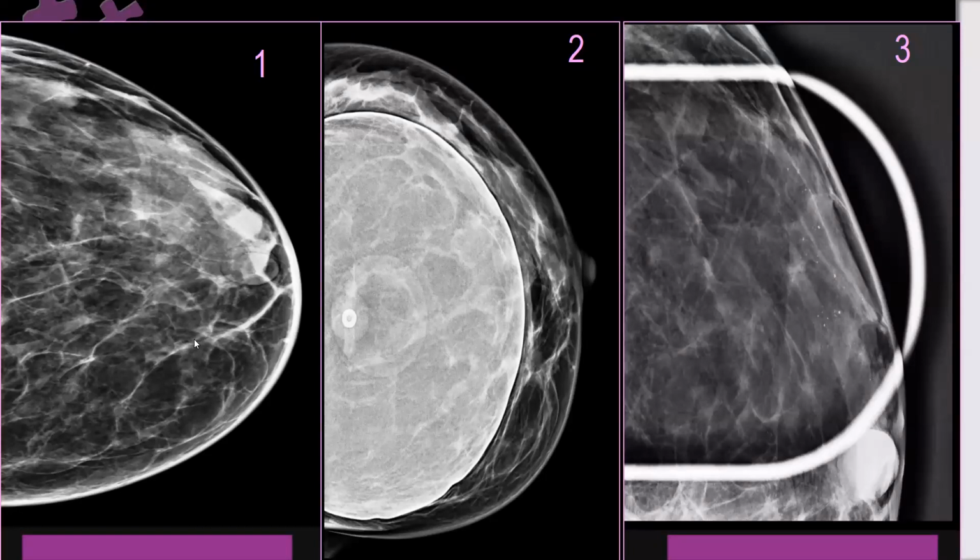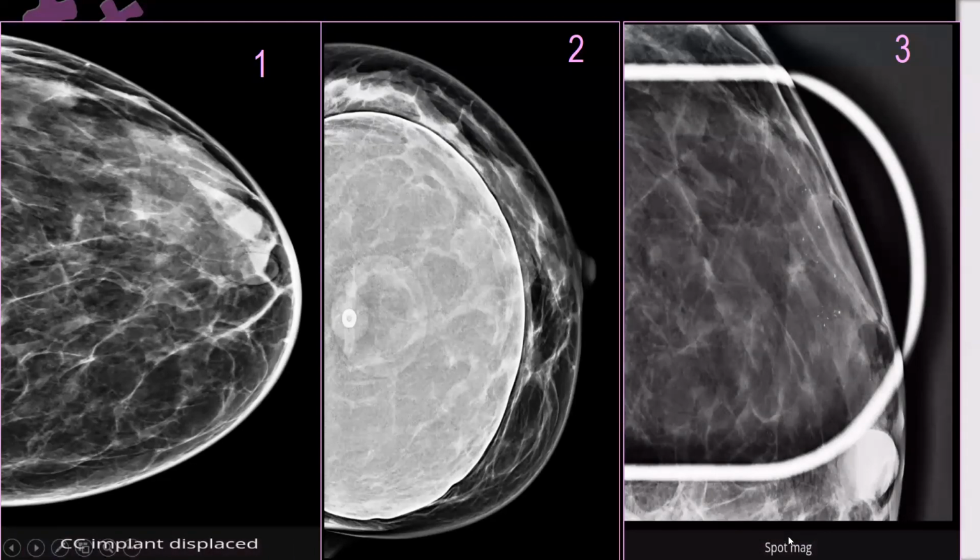And this one, we call it what? Implant displaced view. Or Eklund view. And here, if you look closely, you can see faint microcalcifications. So this is spot magnification, and this is the implant displaced view. This is just a CC view. We call it a CC view.